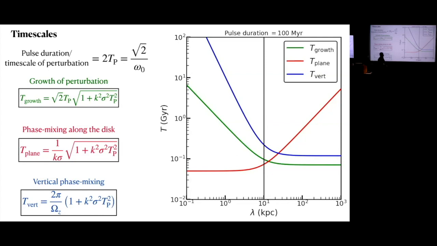The important thing to note is that there is a trade-off between the time scales. When the horizontal phase mixing time is small, the other two are large, and vice versa. And these time scales actually match up right around the 10 kiloparsec scale. So that again tells us something about the wavelength of the perturbation.